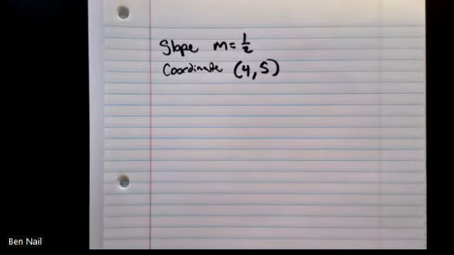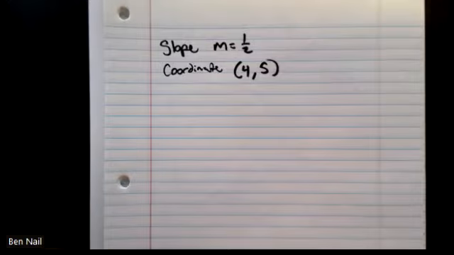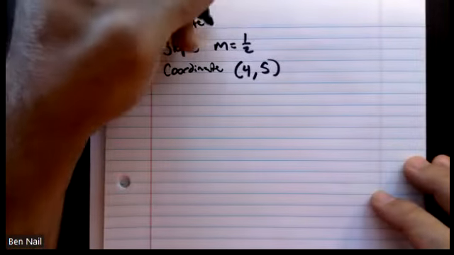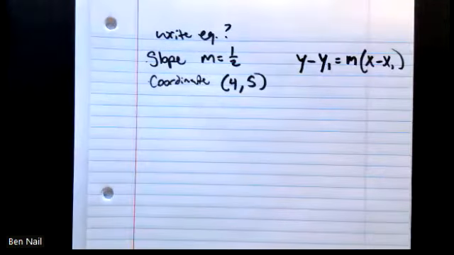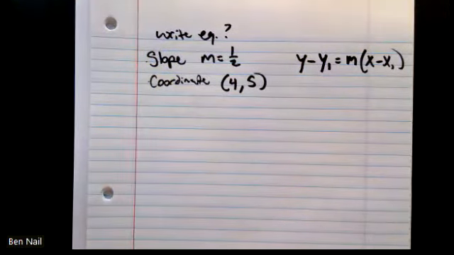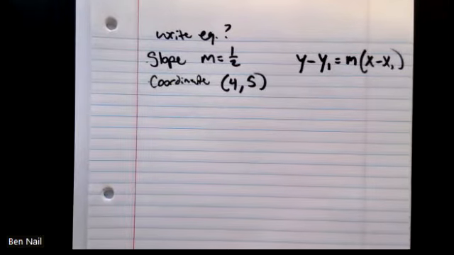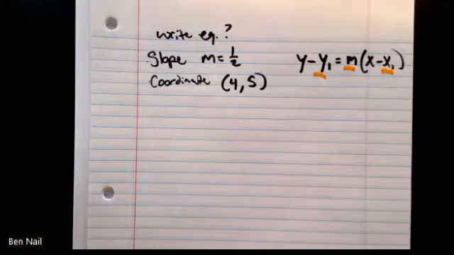For example, write the equation for the line that goes through the point (4, 5) with a slope of 1/2. So they want us to write the equation for the following information. They gave us slope and a coordinate. So again, we're going to take that point slope formula: y minus y1 equals m times x minus x1. And we're going to plug our stuff in.